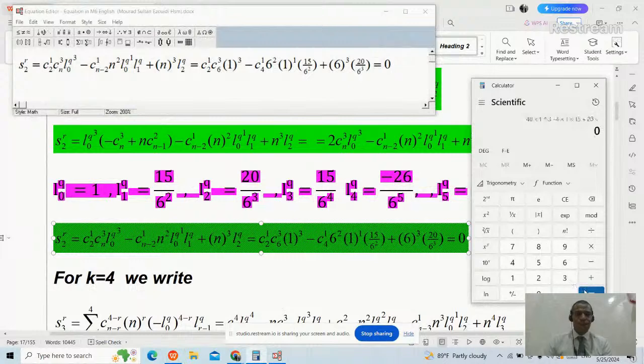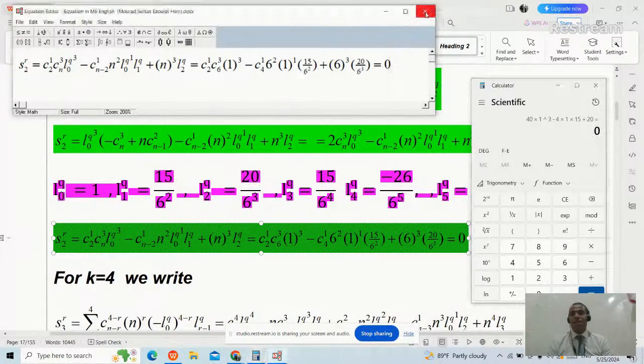Numerically, I prefer saying it like that. So this one, learners, is 0. You see, it is correct now. Now close this one.